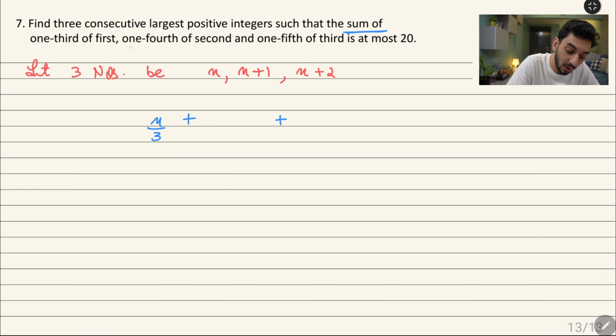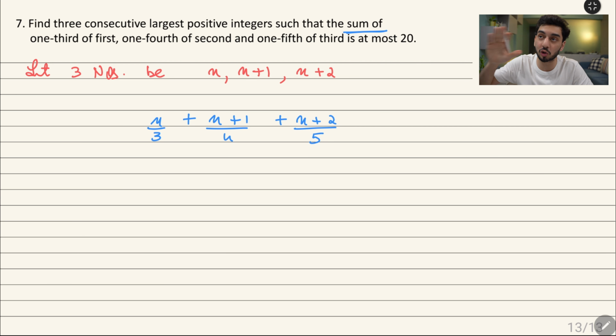So x over 3. 1/4 of the second, so x plus 1 upon 4. And 1/5 of the third, so the third number is x plus 2 upon 5, and that is at most 20, which means it could be 20 or less than that, but not more than 20. So I have to put less than or equal to 20. That is the inequality which I just formed. So x over 3, plus x plus 1 over 4, plus x plus 2 over 5, has to be less than or equal to 20.